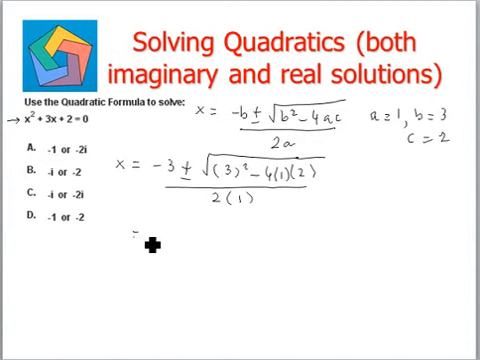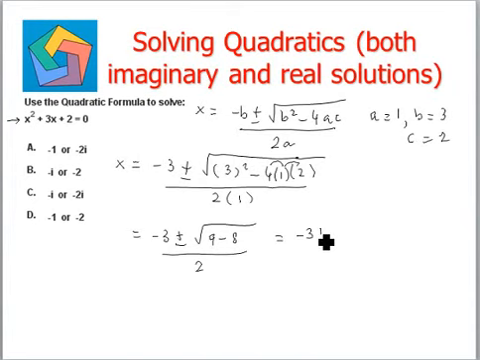This equals negative 3 plus and minus the square root of 3 squared is 9, 4 times 1 is 4, times 2 is 8, divided by 2 times 1 is 2. This equals negative 3 plus and minus the square root of 9 minus 8 is 1, divided by 2. This equals negative 3 plus minus 1 by 2. Square root of 1 is 1.